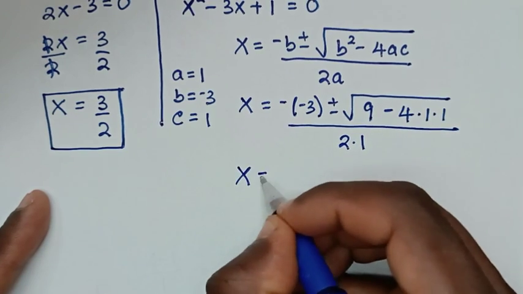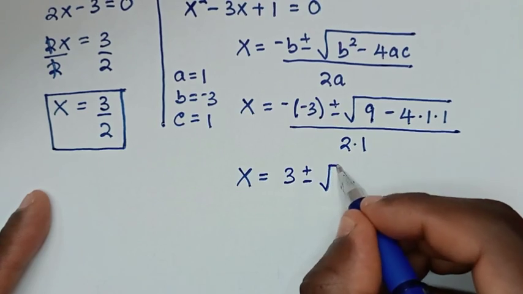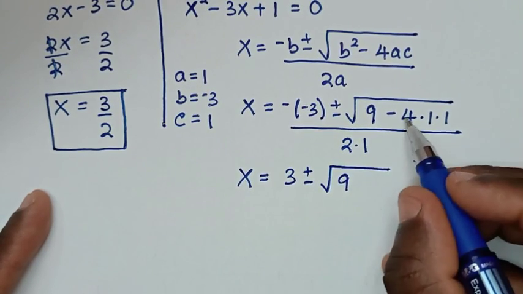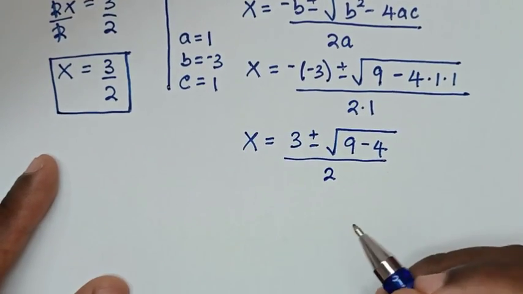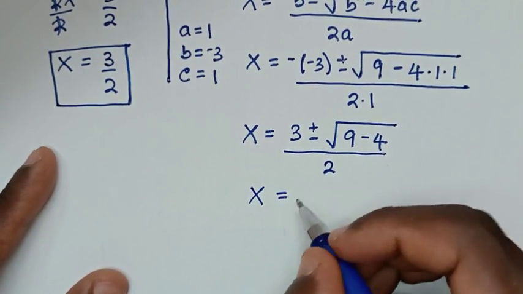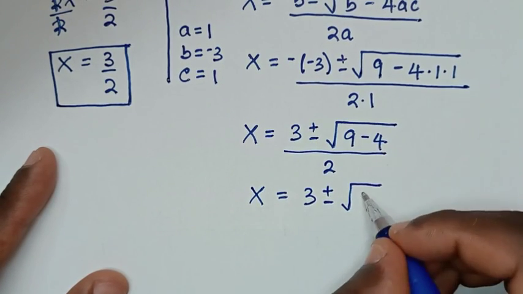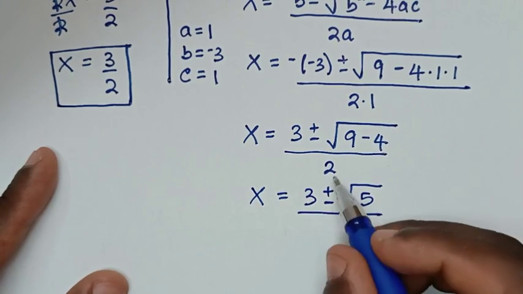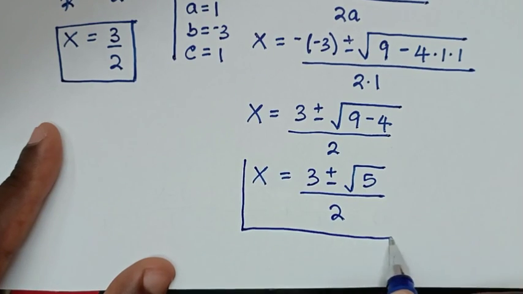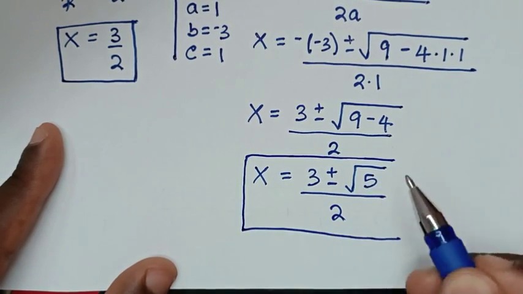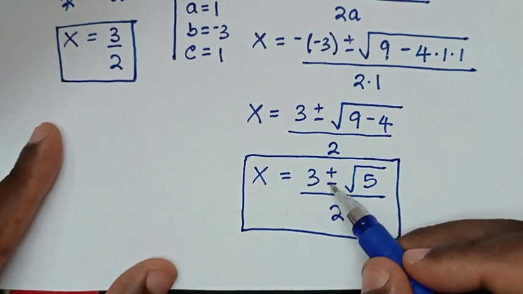Then it will be x is equal to negative and negative 3, it will be positive 3 plus or minus square root of 9 minus 4 times 1 times 1, it is negative 4, over 2. Then it will be x is equal to 3 plus or minus square root of 9 minus 4 is 5, then over 2. Therefore, this is the final answer for the value of x in this problem. Whereas in here we have two solutions because of plus or minus.